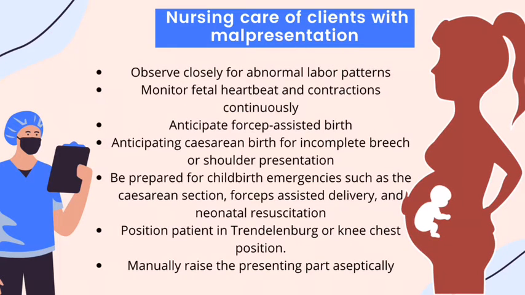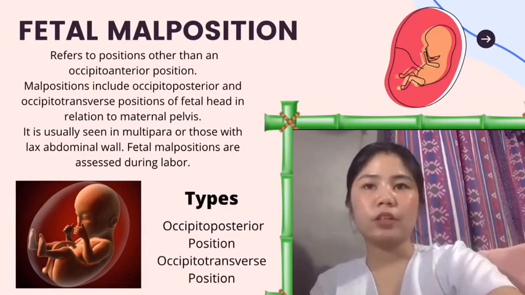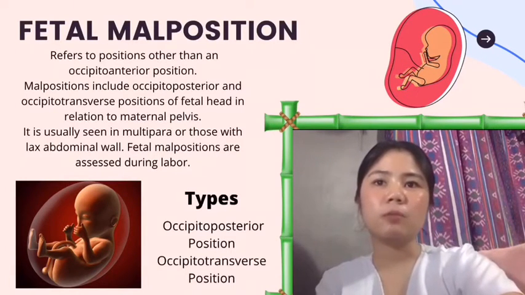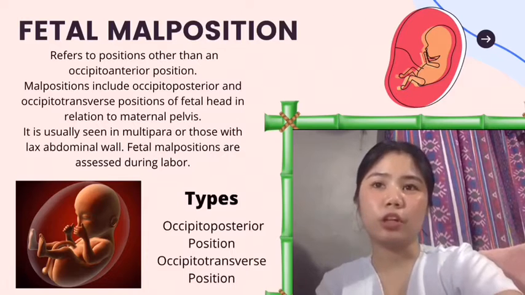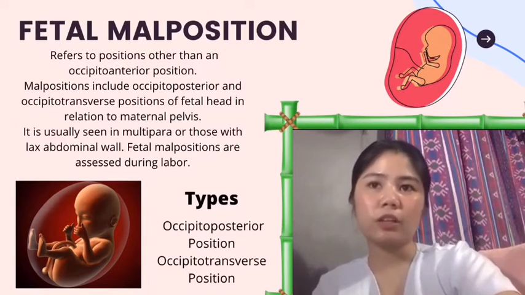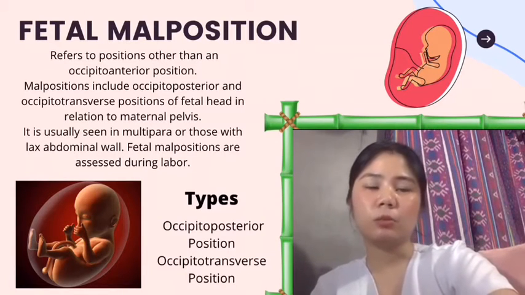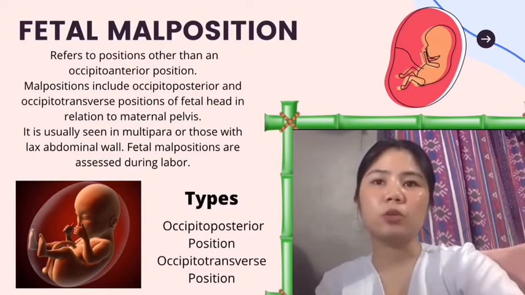Position patient in Trendelenburg or Sims position. Manually raise the presenting part aseptically. Fetal malposition refers to positions other than occipito-anterior position. Malpositions include occipito-posterior and occipito-transverse positions of the fetal head in relation to the maternal pelvis. It is usually seen in multipara or those with lax abdominal wall.